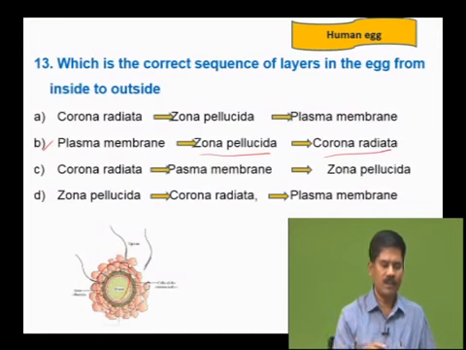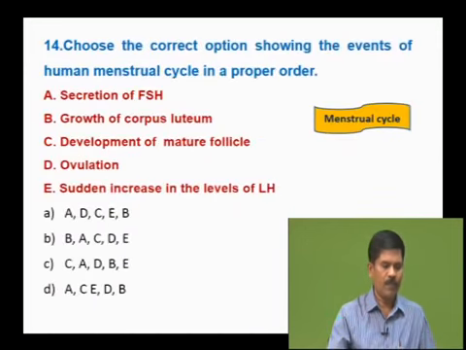Therefore, so this is the right option, that is B. Choose the correct option showing the events of human menstrual cycle in a proper order.